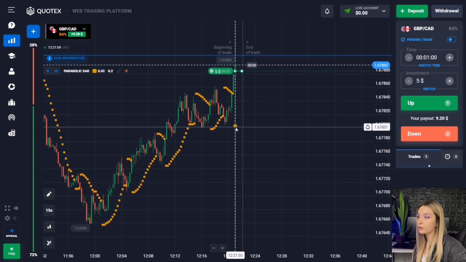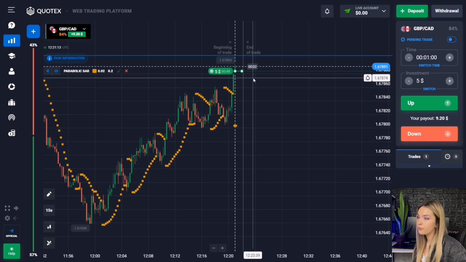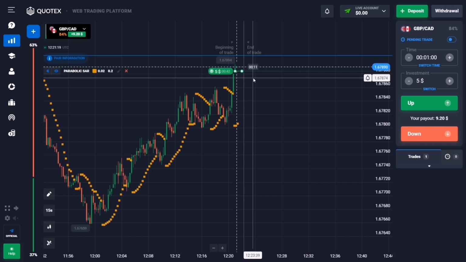The indicator also confirms our entry point. Yellow dots form at the bottom of the graph. So friends, let's wait for them to follow a deal, and it's our first deal, so we'll see what kind of result we will get.